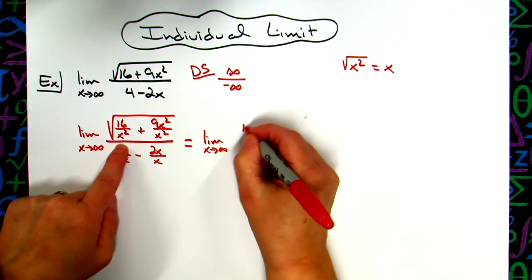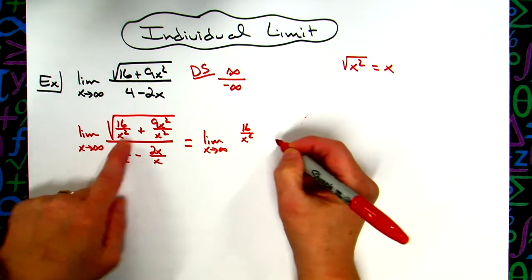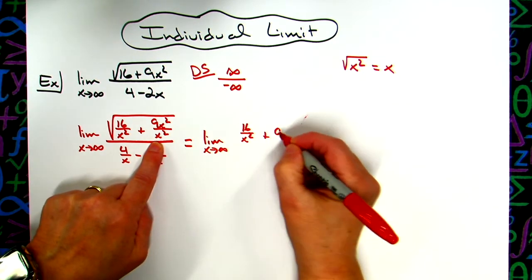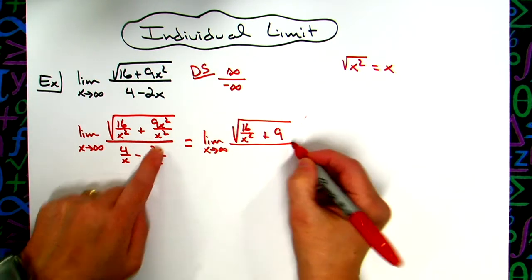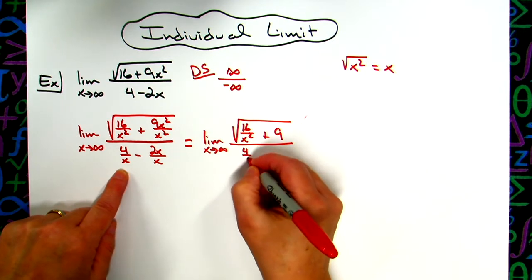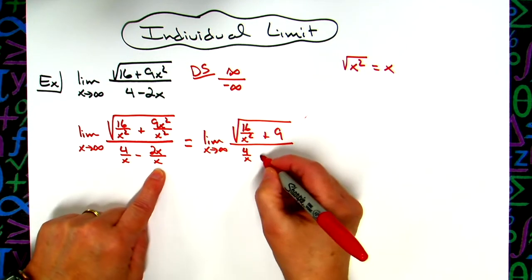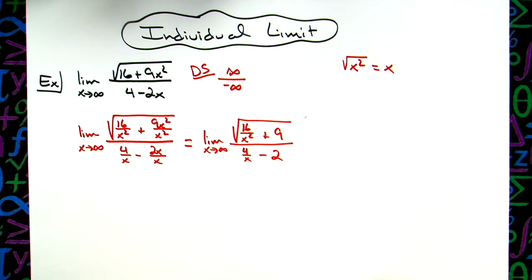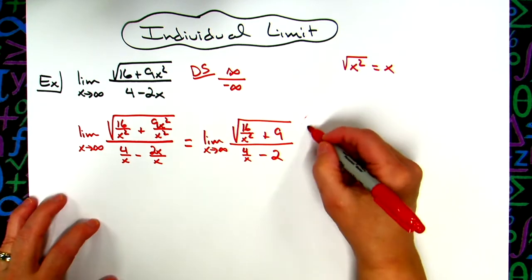All right, our 16 over x squared is going to stay put. This will simplify to just a 9. In the denominator here, the 4 over x stays put, and then the x's will cancel there, which will give me a 2. At this point, I'm ready for a direct substitution.